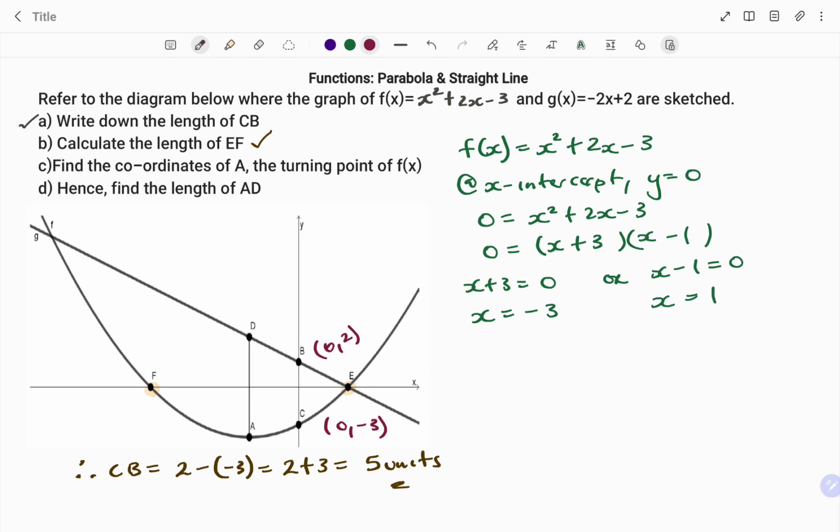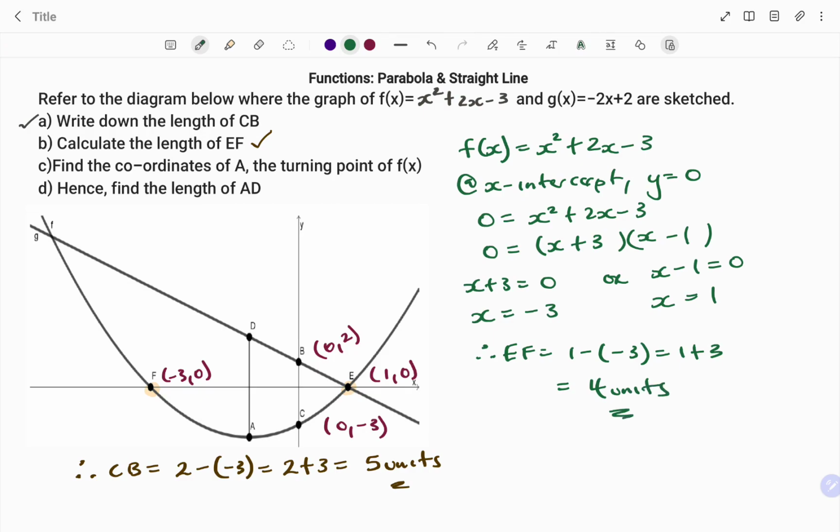So what it means is, if I go back to the diagram, because the point F is on the negative x side, that will be minus 3, 0, and the point E is on the positive side of the x-axis. So we have 1, 0. Therefore, to find the distance EF, we have 1 minus minus 3, that's 1 plus 3, which is equal to 4 units.